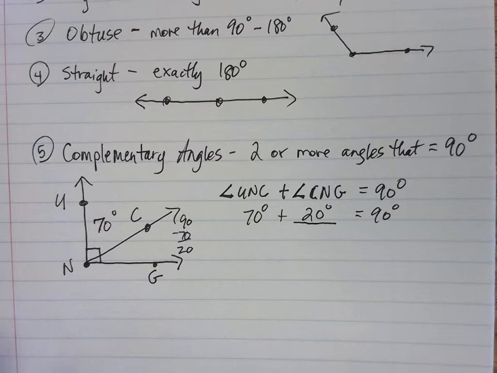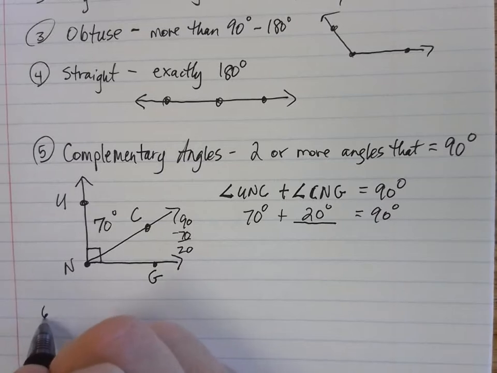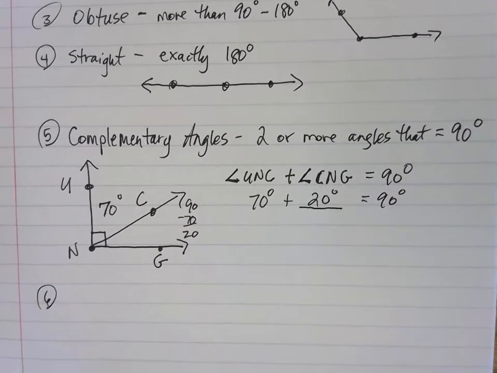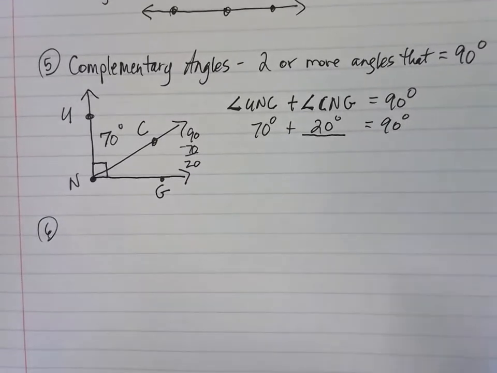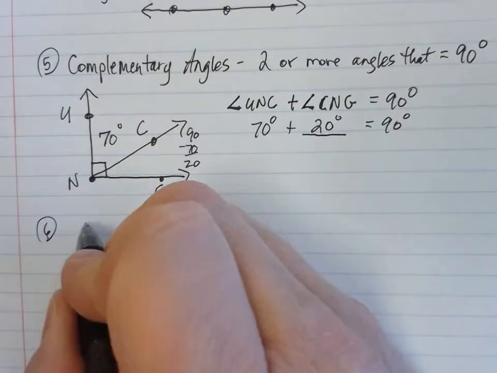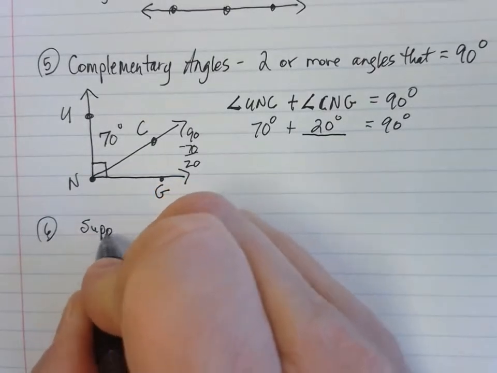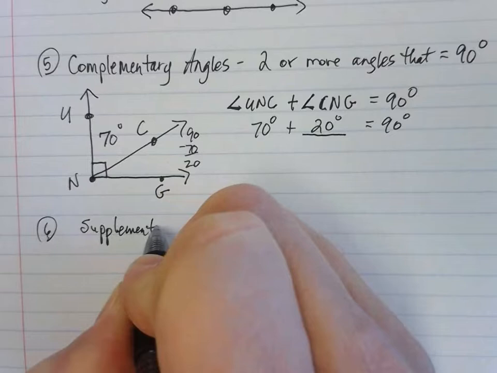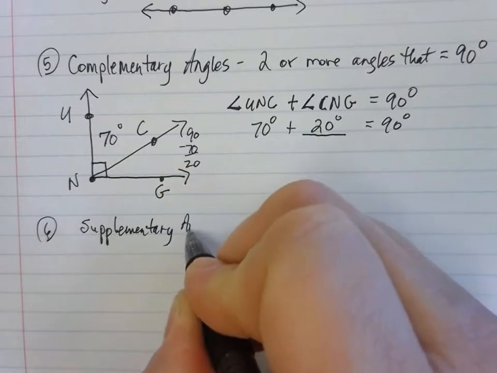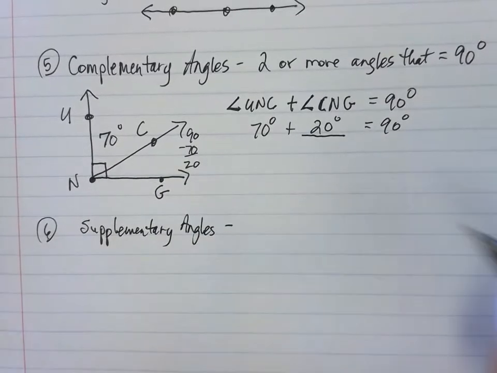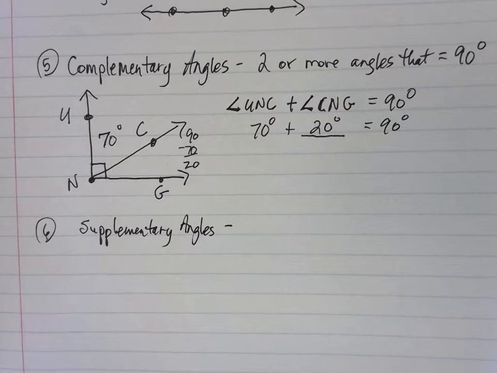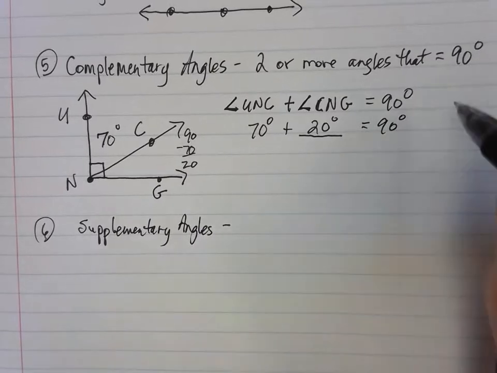Sometimes there can be three angles in there. Lots of times it's two, but it could be more than two. But we'll just leave it at that for the moment. Those are called complementary angles. The next thing we'll talk about is supplementary angles. So complementaries are two or more that add up to 90 degrees.